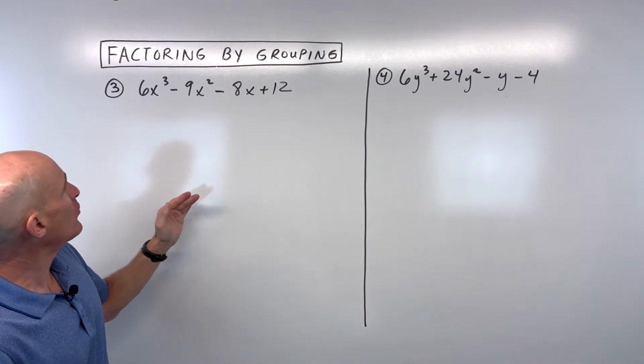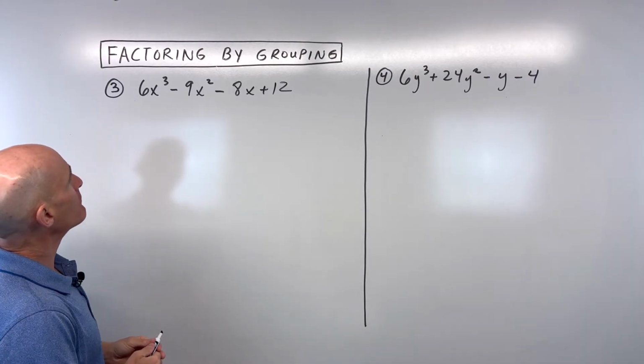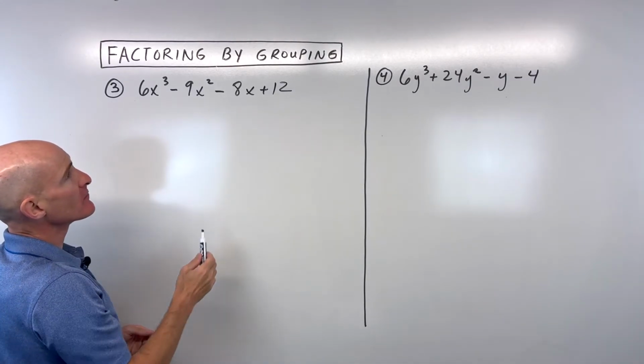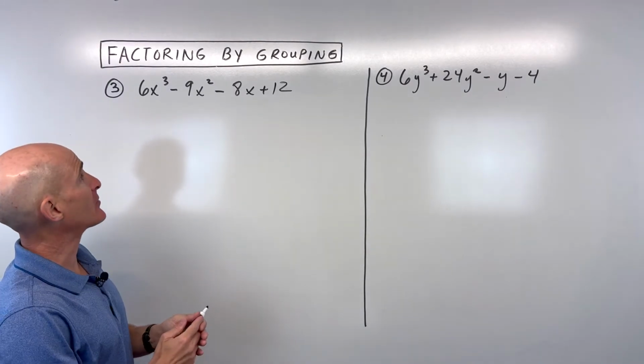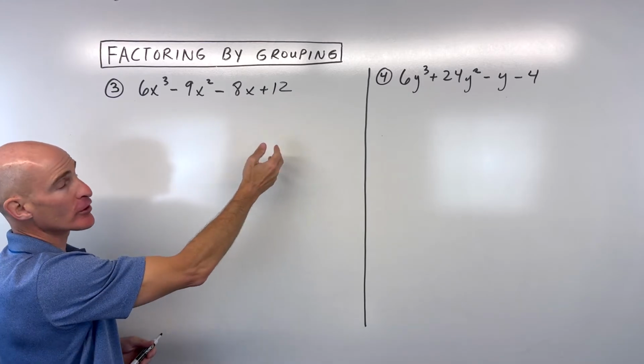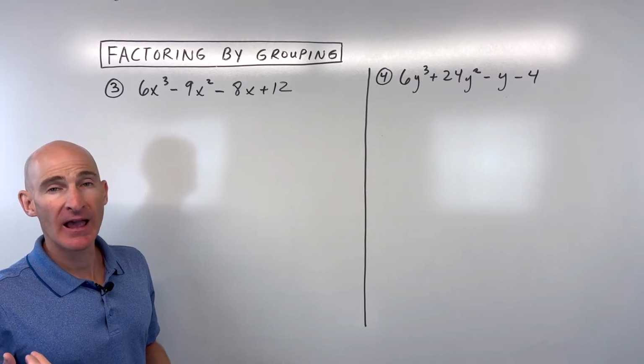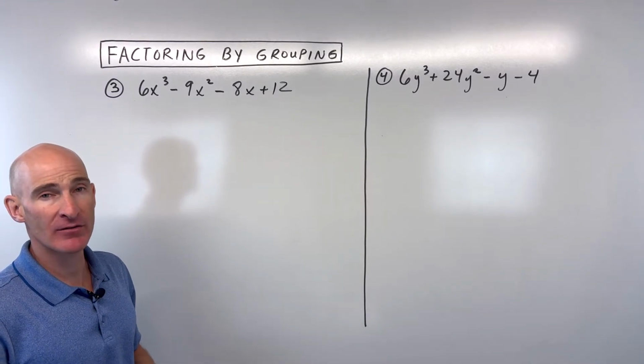So for number 3, what do you think on this one? Well, again, I noticed there's 4 terms. And the first step in factoring, by the way, is always to look for the greatest common factor. So if there's something you could divide out of all 4 terms, I would probably do that first. And then you could go ahead and proceed and use that factoring by grouping method.